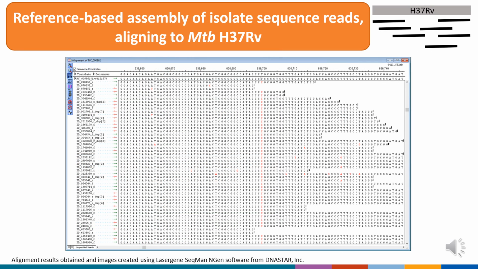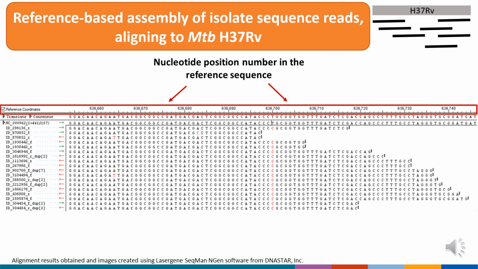The first step is the reference-based assembly. This is showing what it looks like when you align the sequence reads to the Mtb reference genome H37Rv. Each of the 4.4 million nucleotides in the reference genome has a position number starting at 1. If we zoom in, we can see these numbers boxed in red at the top that show the nucleotide position number in the reference sequence.